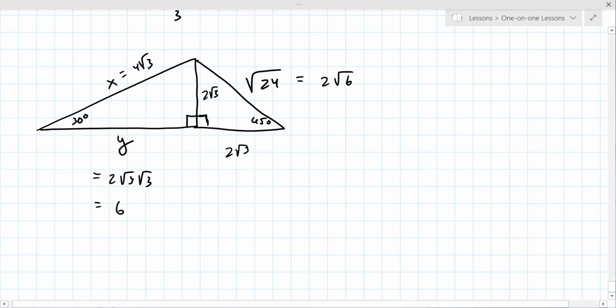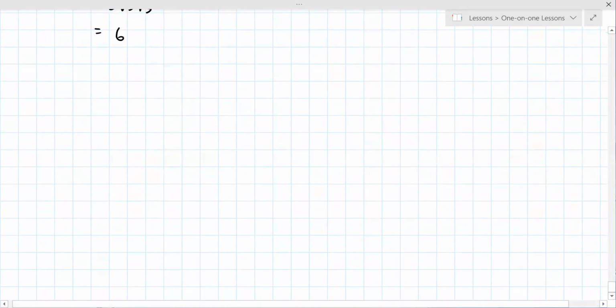No, I got y is 2 somehow. So when you have the short leg, this is the short leg, the long leg equals the short leg times the square root of 3. Okay, I think I did something wrong there, because what I did was I multiplied 2 root 3 times root 3, and I said it's square root of 9, 9 is 3, 2 times 3 is 6. You have the right numbers there.